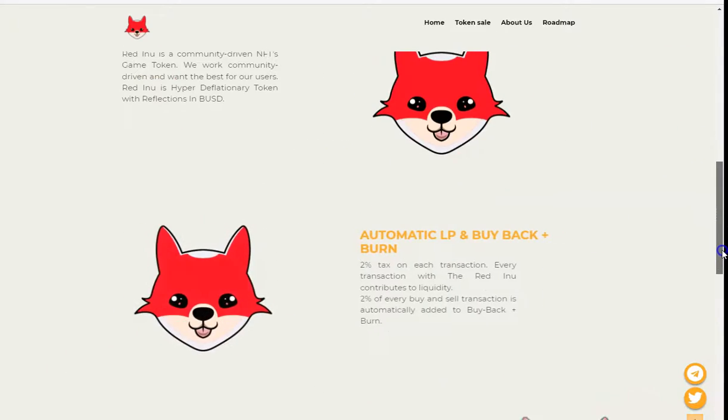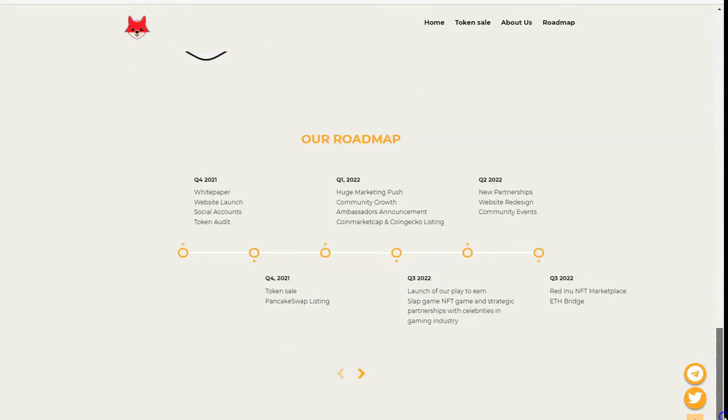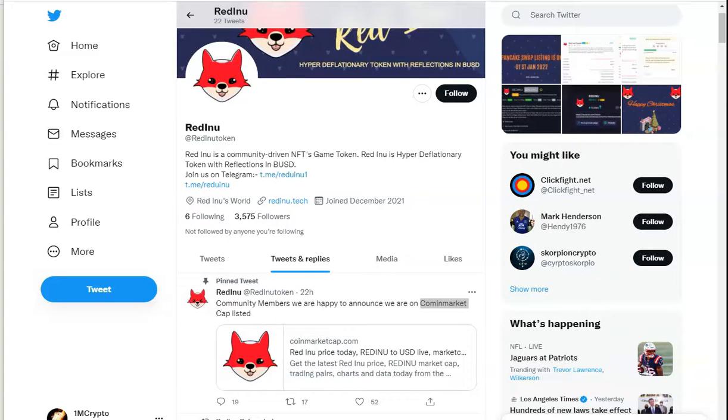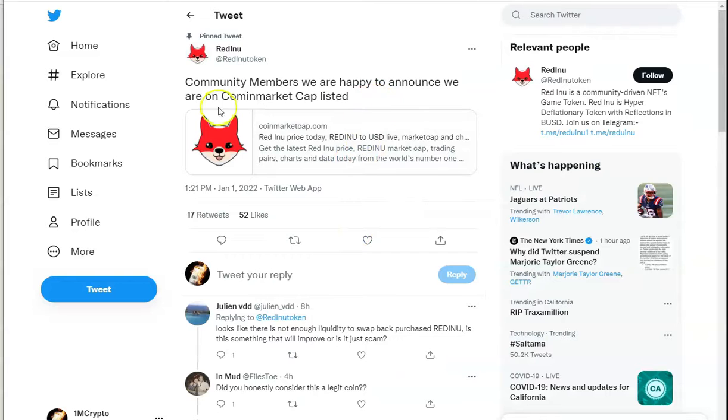The website is very cheap. If this is any indication of what their game will be like, then I'm not impressed. Their Twitter page doesn't show me anything of any substance. They have 3,500 followers. They're following six. They have a little misspelling here called Common Market Cap. They meant Coin Market Cap.